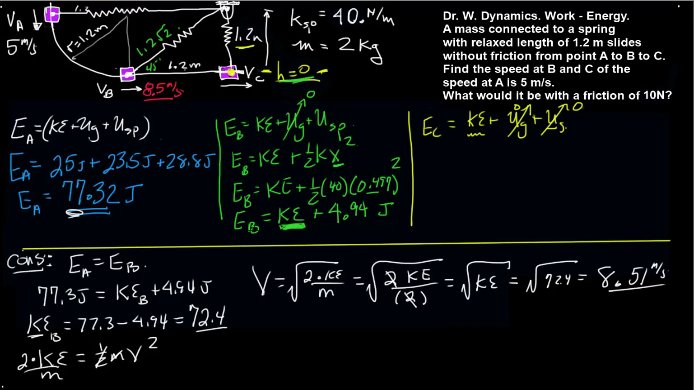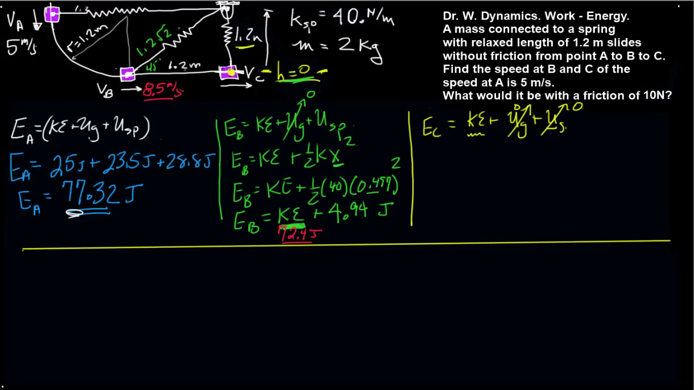We also now know the amount of kinetic energy that we had at that location. It was 72.4 joules. To find location C, it's conservative again. So the energy at A equals the energy at B, and it also equals the energy at C. So we actually could just jump right to here. We didn't have to find B to get this.